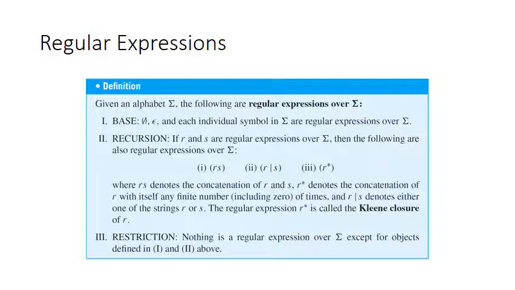Okay, and then comes the weird part. You're allowed to combine other regular expressions using 3 different operations. And because you're allowed to combine these, you can combine them multiple times and they can get really, really complicated. So recursion: if R and S are regular expressions over sigma, then the following are also regular expressions over sigma. The first one, number 1, RS, is the concatenation of R and S. So you put R in the front and S in the back. And remember, R and S are regular expressions, so they could be complicated. They might not just be one symbol.